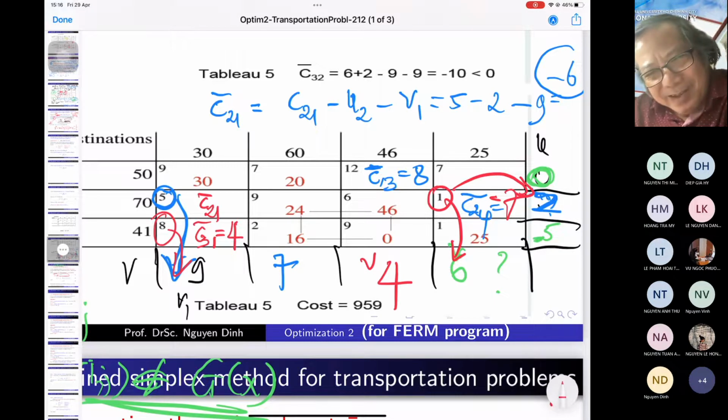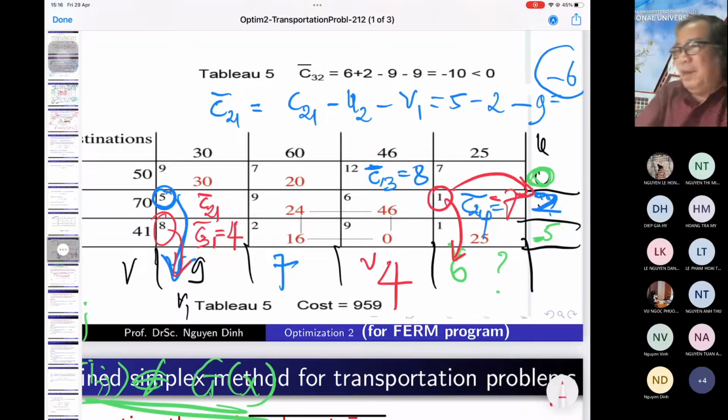Is that okay? You understand? Hello? You understand the way how to find out the C bar ij? Nguyễn Lê Hồng Ân. Hồng Ân, you understand? Yes, teacher. Okay. But so with this way, you can find out ui and vj. Is that okay? With ui and vj, you use a formula C bar ij. With the ij does not belong to gx, you find out C bar ij equals Cij minus ui minus vj.